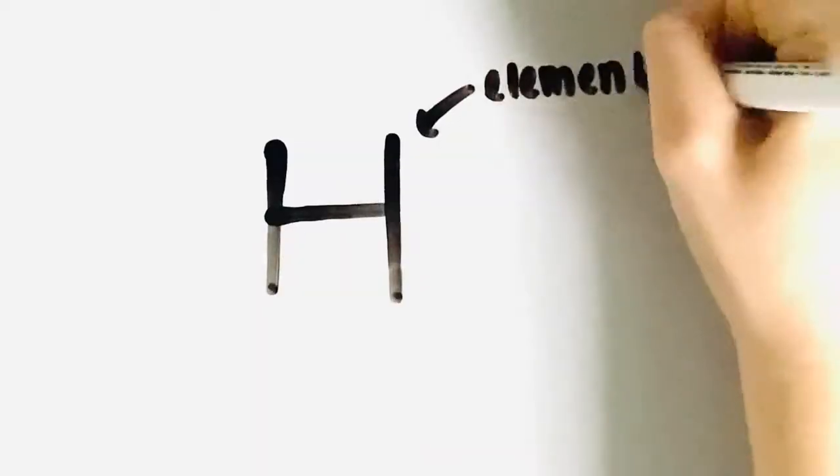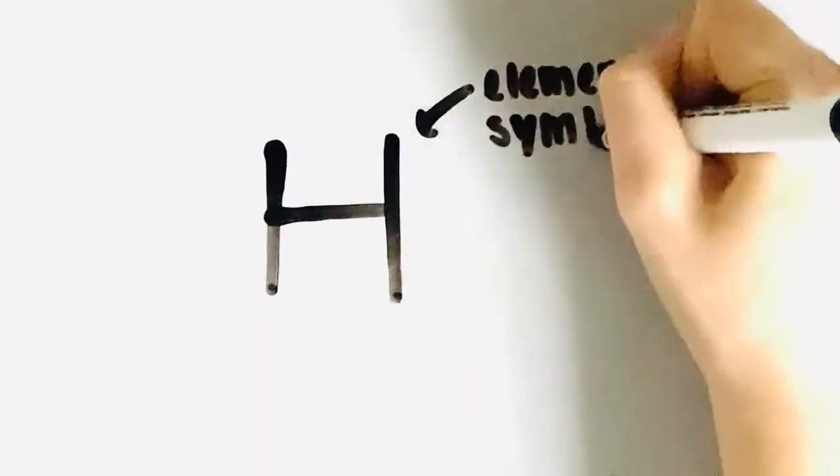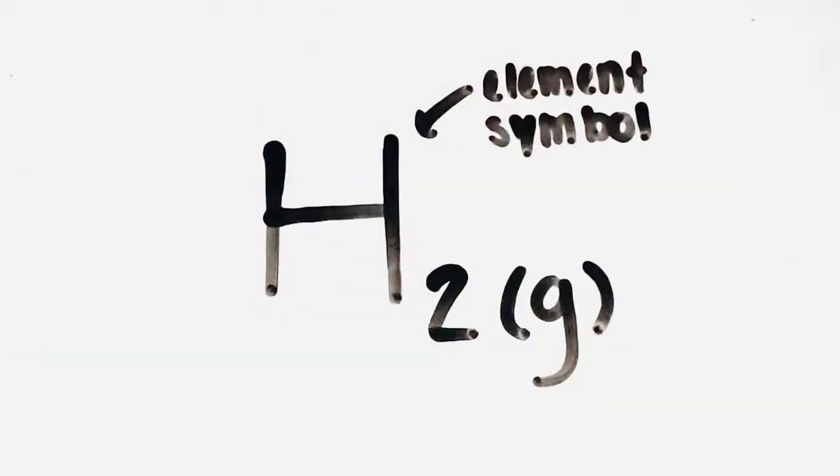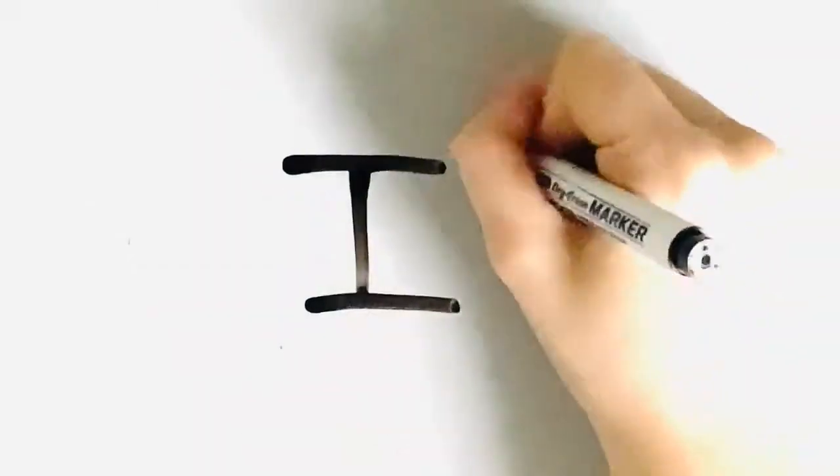How would we write them out? Hydrogen would be written as H, its element symbol, with a subscript of 2 because it's diatomic, and a subscript of g in brackets to show that it's a gas. All the other gaseous elements would be written the exact same, the only difference being their element symbols.